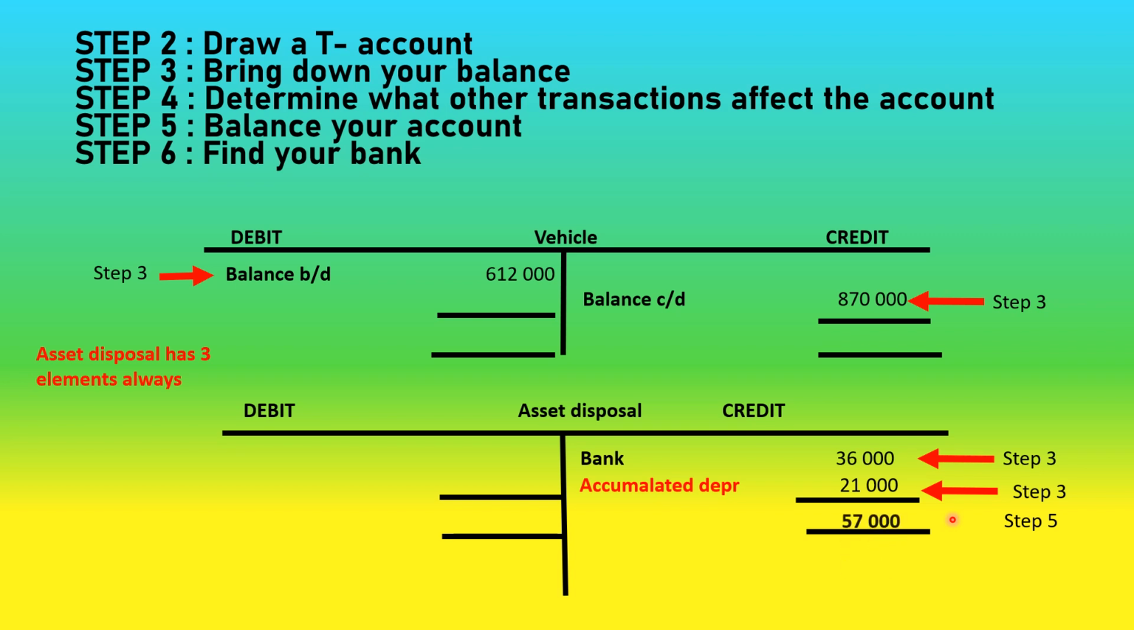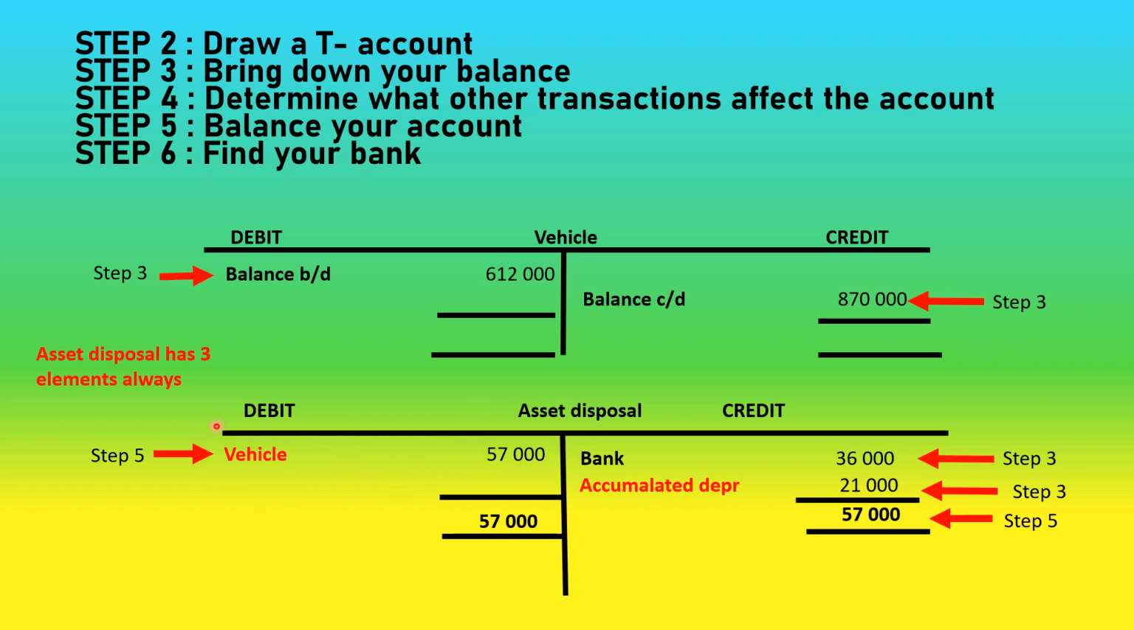Once again, I would balance my account. That would be step number 4. You see, I've determined my transaction and balanced my account here. Thereafter, I'm going to calculate my missing figure, which was the 57,000 vehicle. I will then put that vehicle value. This 57,000 will go into my vehicle account.